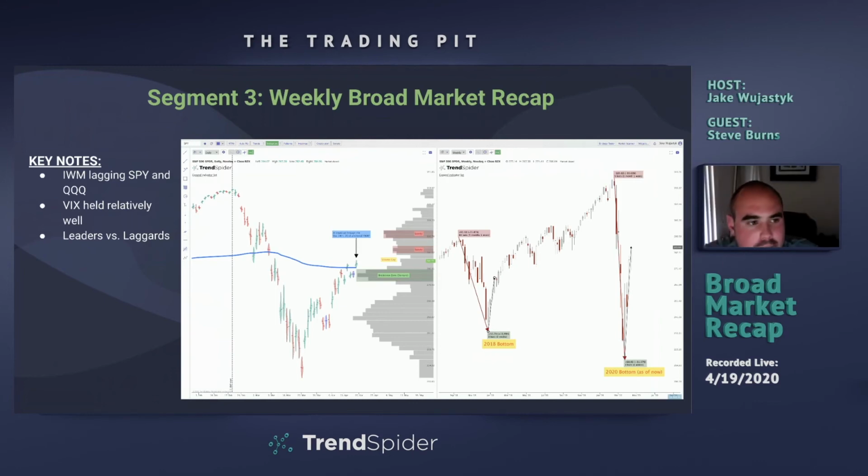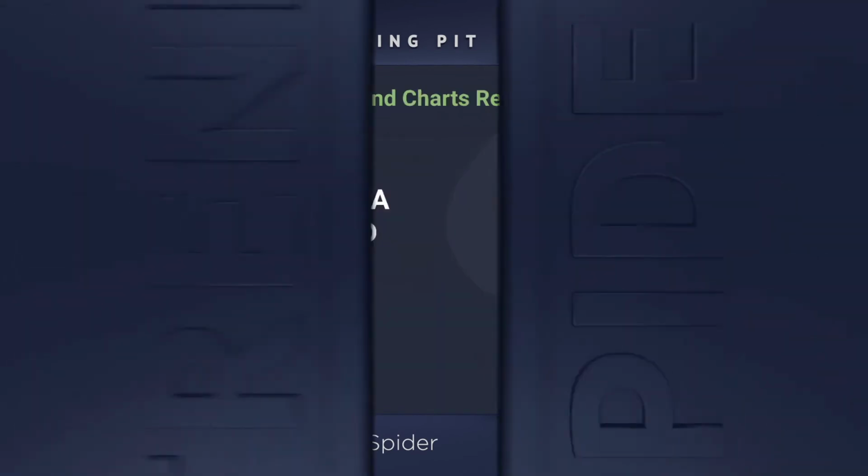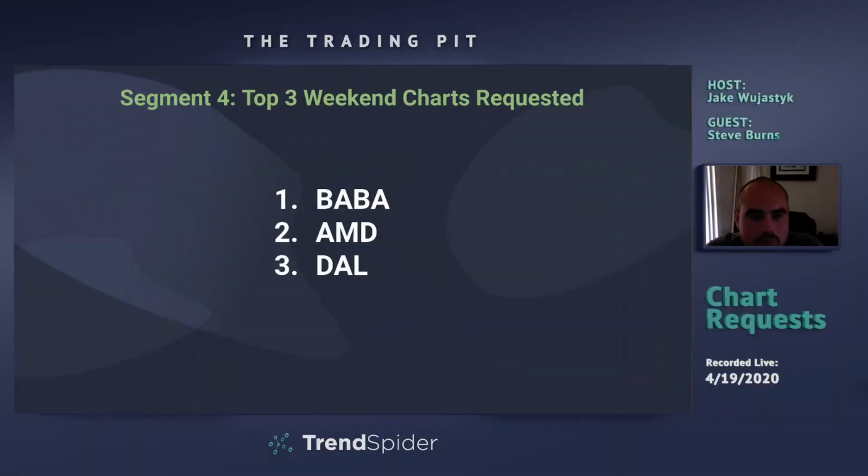I think that's a great point to move on to segment 3 and identify some of these stocks that may be those stocks that help the market move up. We've got BABA, AMD, and Delta. The first two, BABA and AMD, have 100% been leaders. BABA is an online retailer in China.